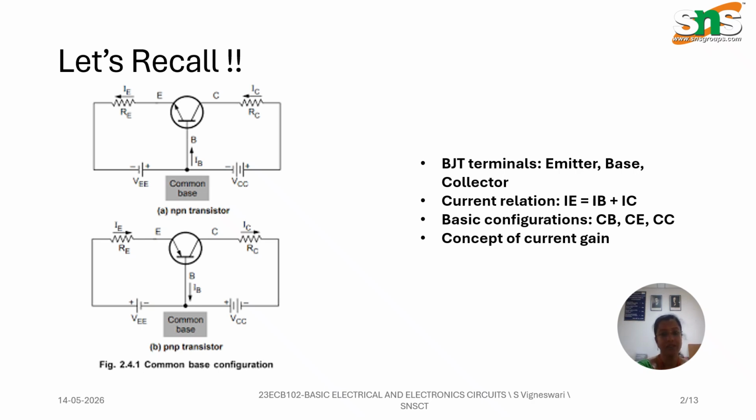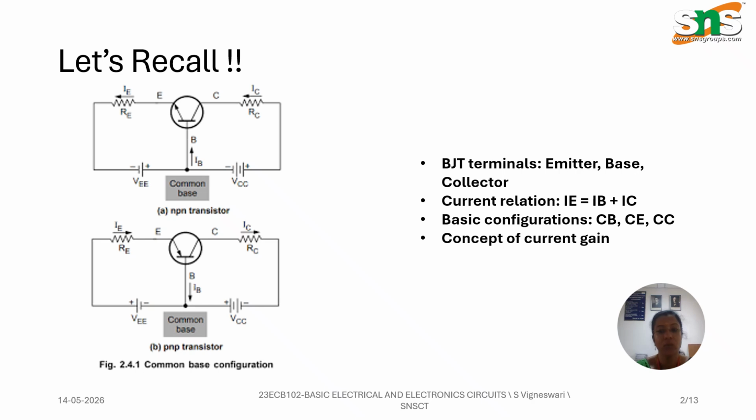A transistor has three terminals, namely emitter, base and collector. The emitter emits the charge carriers, the base controls the carriers, and the collector region collects them. The important current relationship in a transistor is IE = IB + IC, where IE is the emitter current, IB is the base current and IC is the collector current.